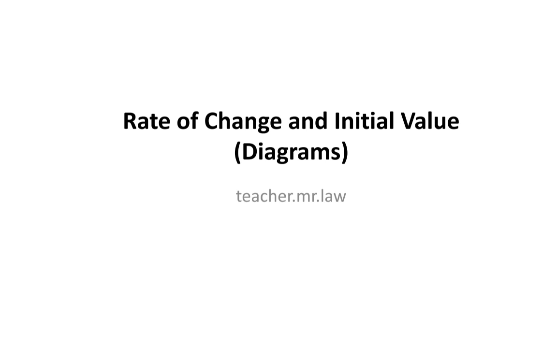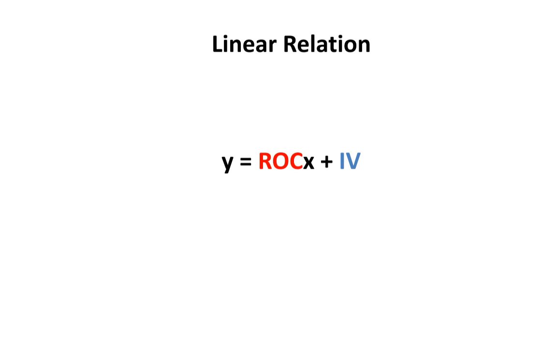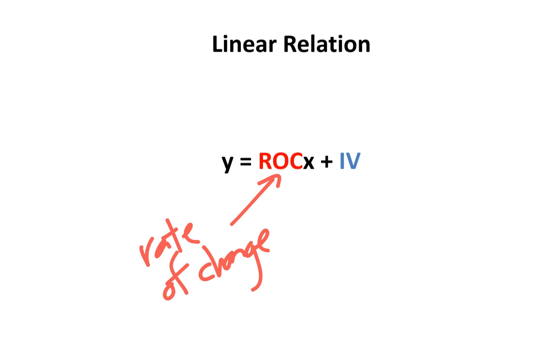In today's lesson, we'll be learning about rate of change and initial value with a focus on diagrams. If you recall, a linear relation is really just a pattern. They can be represented with an equation y equals ROC multiplied by x plus IV, where ROC represents rate of change and IV represents the initial value.